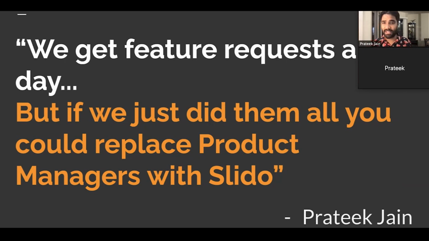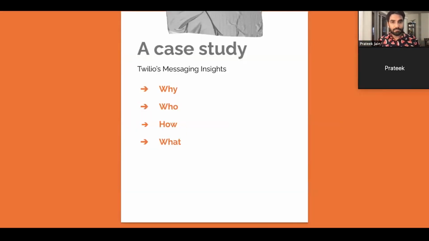We get feature requests all day, but if we just did all of them, if we just built them all, you could replace all the product managers with Slido. You could just put a survey up front and people could upvote, and the highest upvoted features could be built by engineering. Then they wouldn't need us, but they do. And it's because we built the instinct and the metrics to find the constantly moving goalpost and can help direct the company's resources into serving unknown needs, compliance needs, workflow needs, whatever the need is to serve the customer's journey.